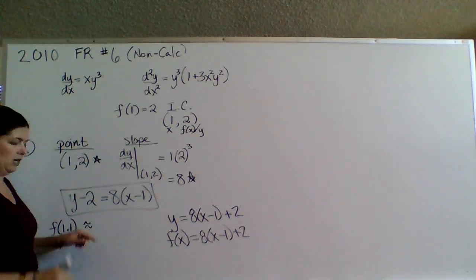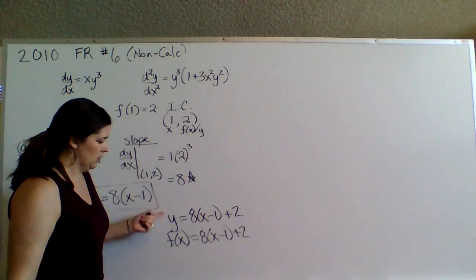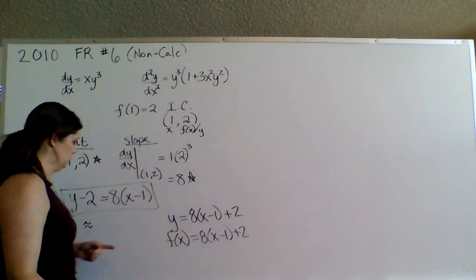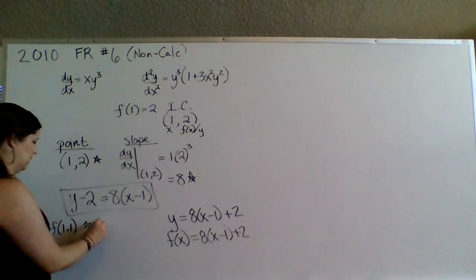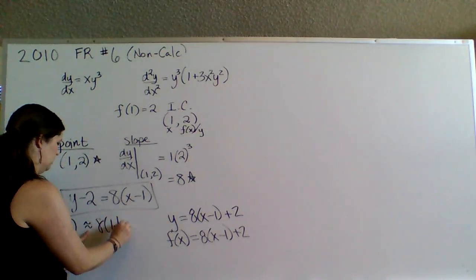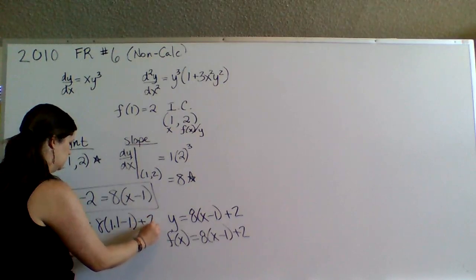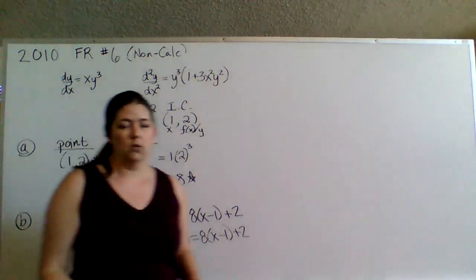I see, and this is going to be a pretty close approximation because this tangent line is pretty close to what's happening in the function at this moment in time. So it's approximately 8 times 1.1 minus 1, and behind it plus 2. And that's where I would stop. I would not go farther.